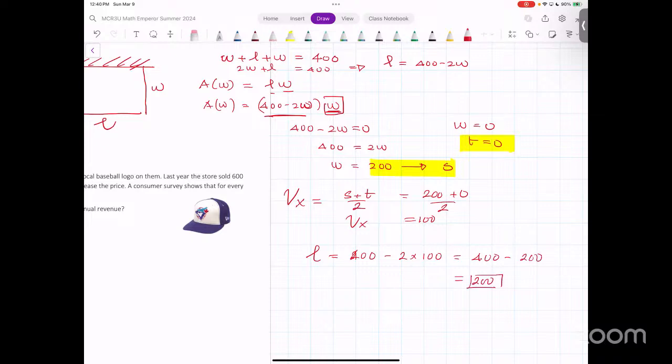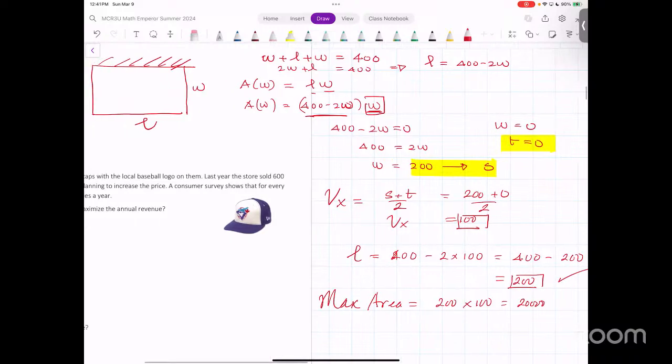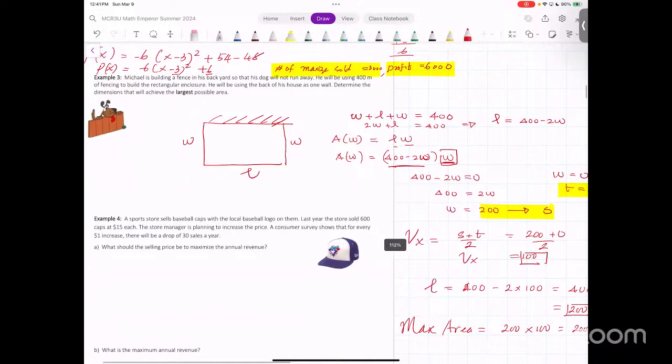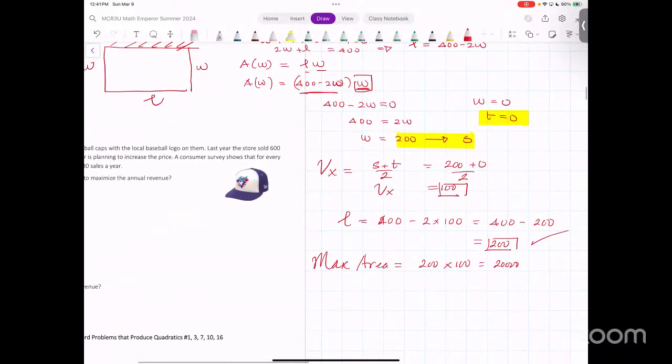Are you just following that? Are you guys following that? What's happening? So my vertex X coordinate here is giving me the W. And then using that, I was able to find out my length, isn't it? So maximum area: length is 200, width is 100. 20,000. What's the unit? Yes, 400 meter. 20,000 meters squared.